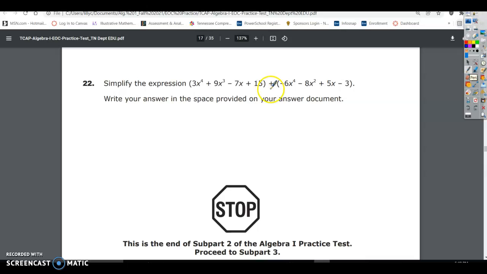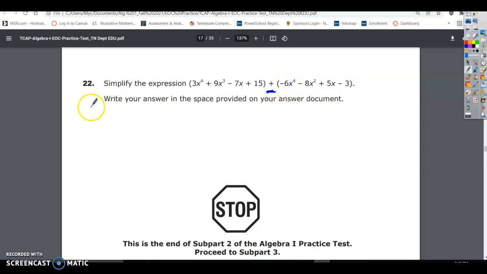All right, so we can see that we are adding here. Remember, if you subtract, you would have to distribute the negative before you added or combine like terms. The fact that we're adding, all we have to do is combine like terms. That means my x to the fourth will be combined with my x to the fourth.